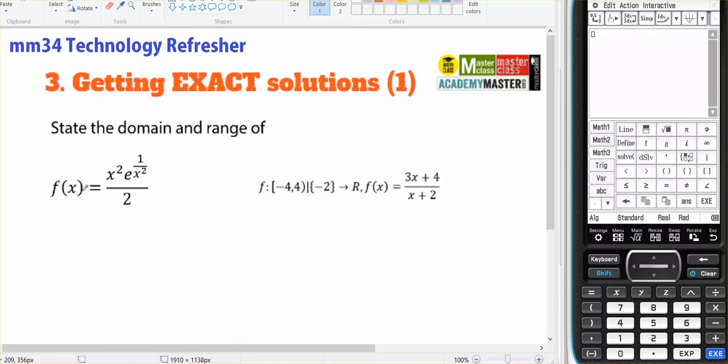Looking at this function f of x, because I have an x squared in the denominator, I'm thinking that x can't equal 0, but x can be anything else because anything can be squared. And if that was negative, it makes no difference. So I'm thinking that the domain is going to be all numbers except for 0. So let's have a little look.